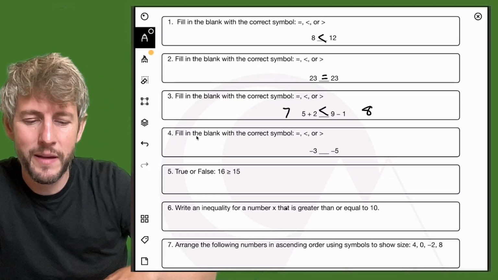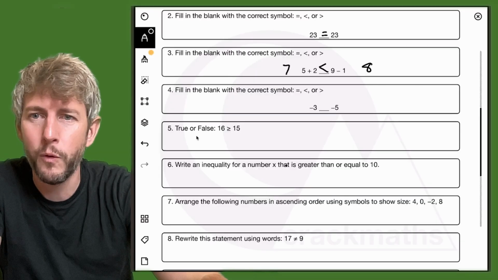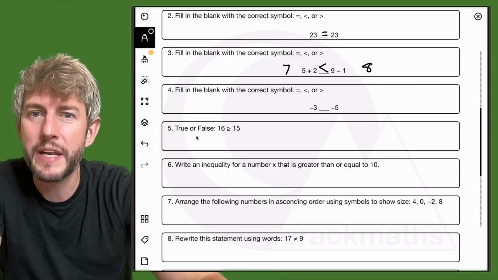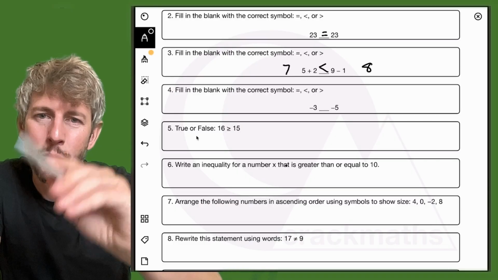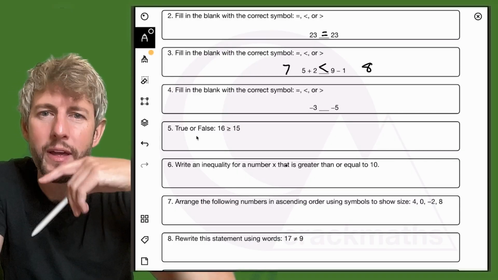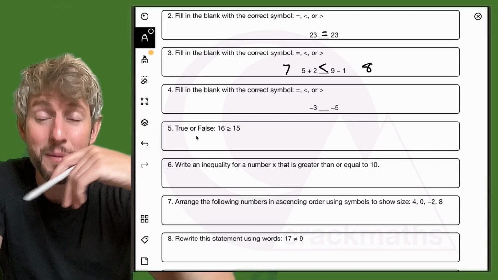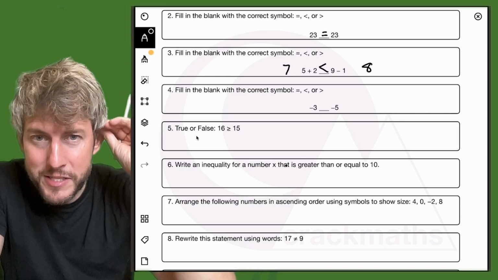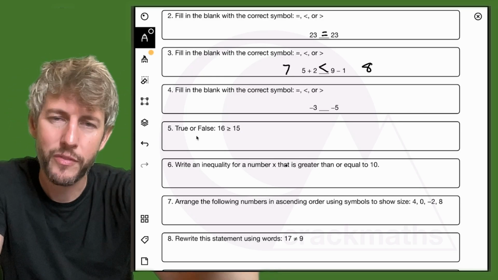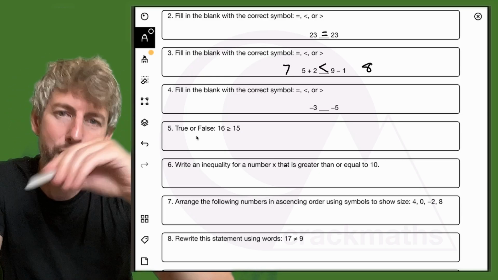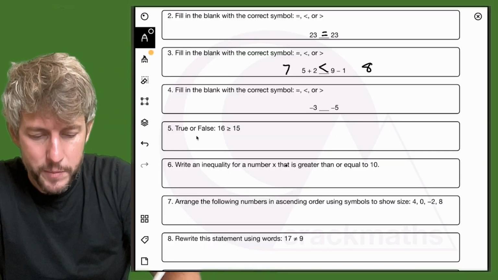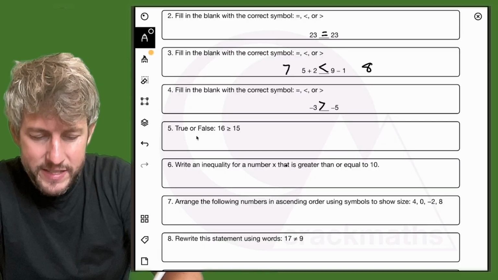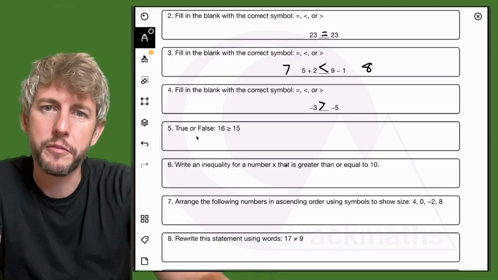Next one on the menu is question 4. And question 4 says, fill in the blank with the correct symbol: equals, that way or that way. Okay, so we've got here -3 and -5. So -5 is actually smaller than -3 because it's further away from 0. And that's how we measure size of numbers. So I'm going to say -3 is greater than -5.